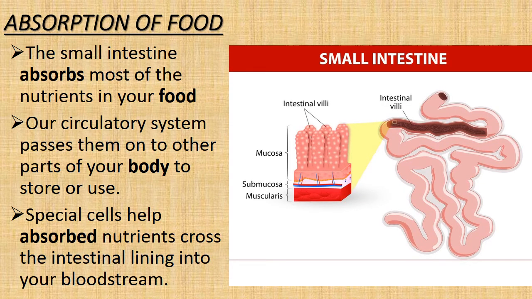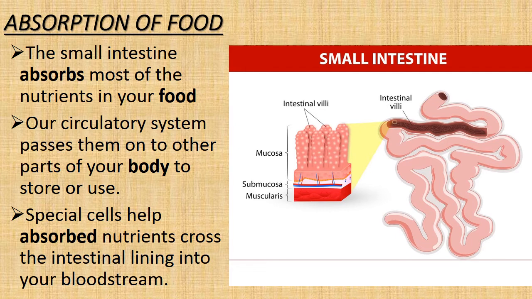Our next slide is about absorption of food. The process of digestion is complete in the small intestine, and the small intestine absorbs most of the nutrients present in your food. When all the food items you are eating are completely digested in the small intestine, then further the nutrients go all over the body. How it goes all over the body, we'll discuss.